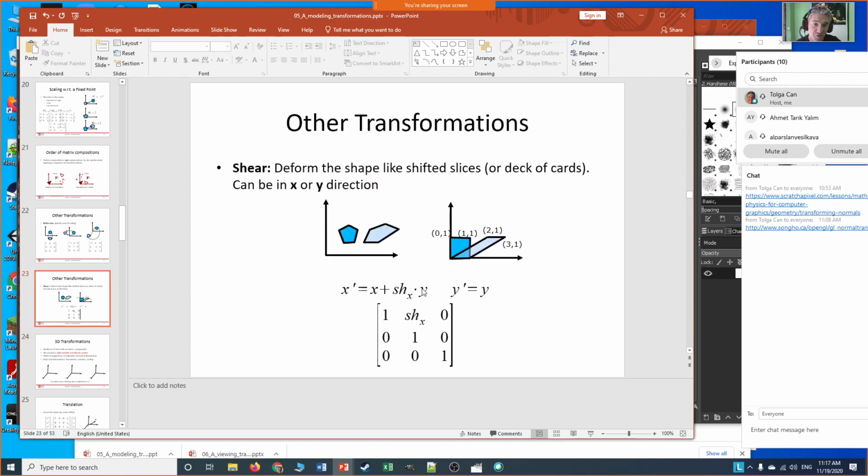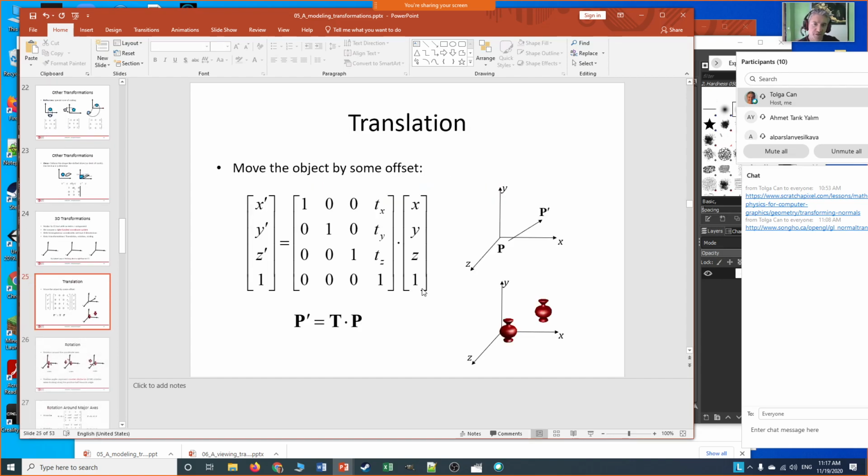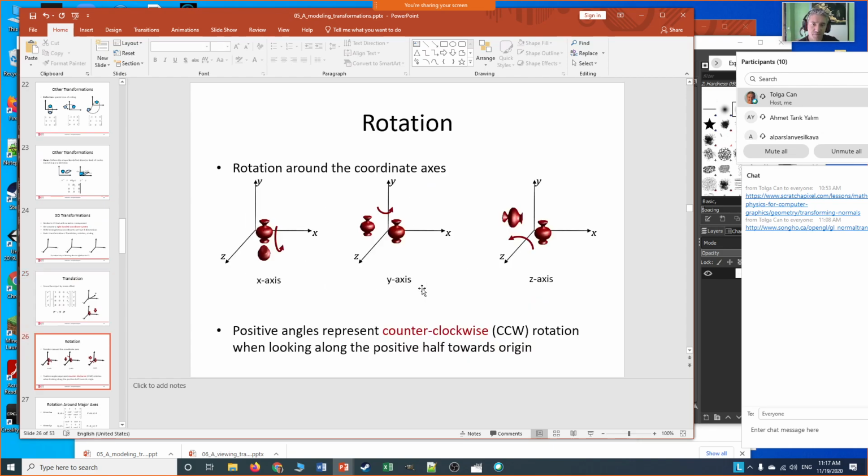As I said, I have never used the shear transform in an OpenGL application before. We have talked about three-dimensional transformations in general. Translation is really easy to extend to 3 dimensions.